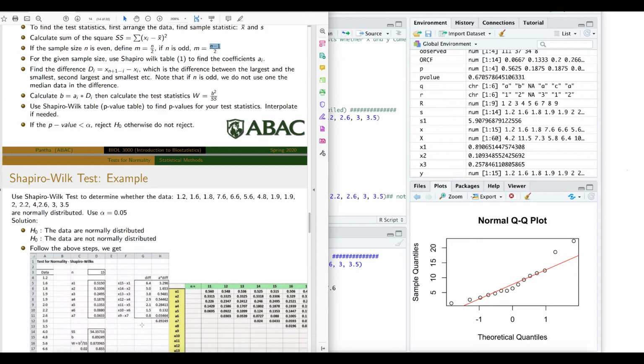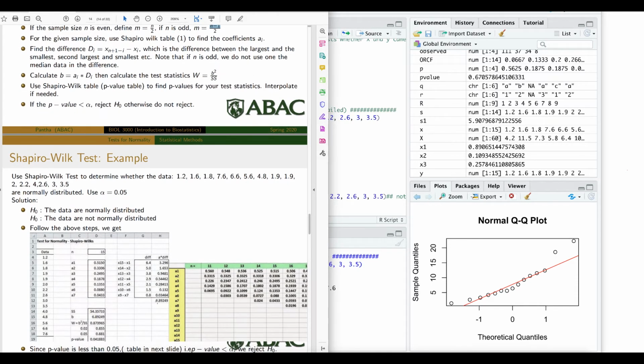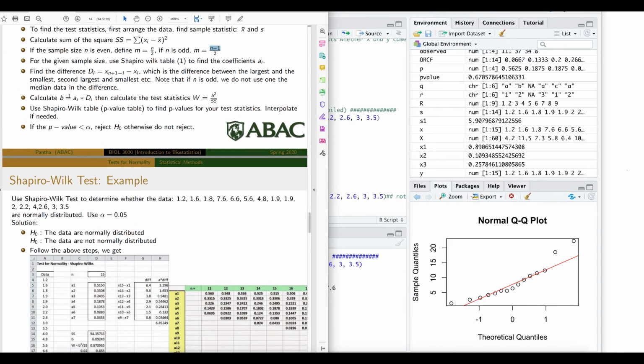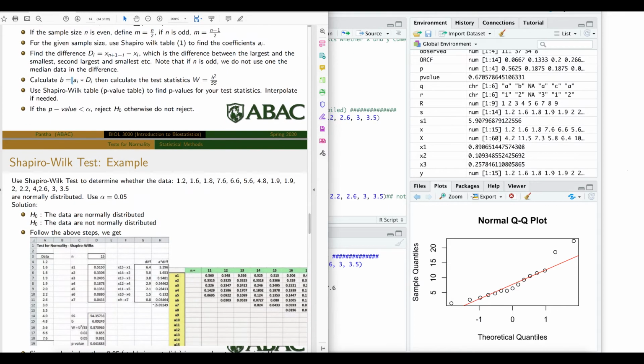So look at this. What is b square? b is that value, the sum of that. I should have written the sum, okay? This should be the sum of ai times di. That is the b value. That is the ss value, right? So what is w? W is b square over ss. If you do b square over ss, you will get 0.873965. That's how you find out b square over ss.